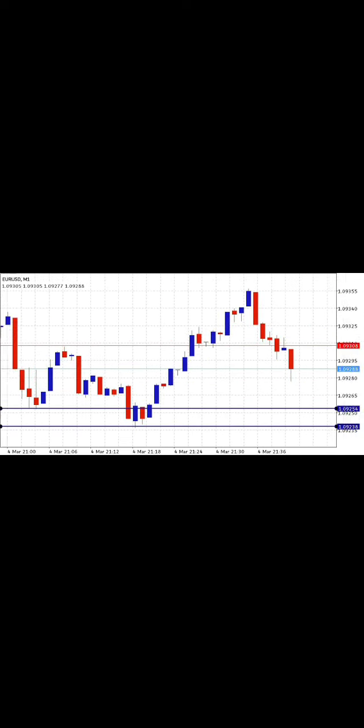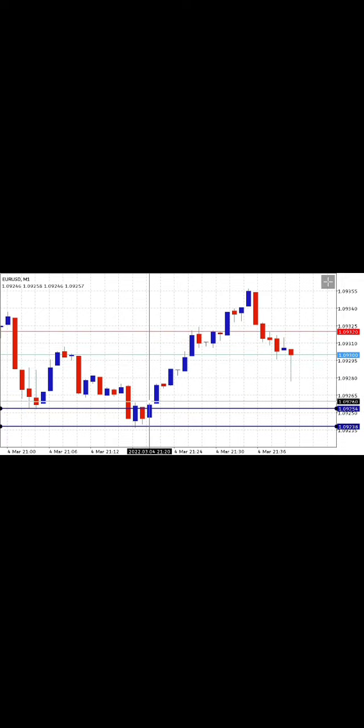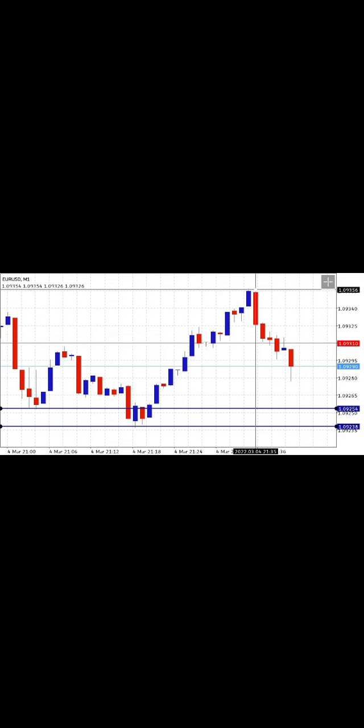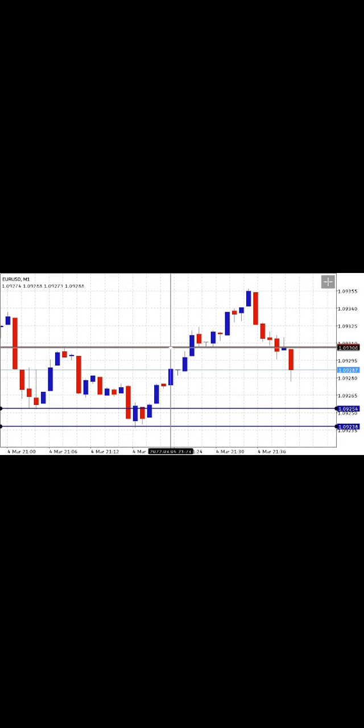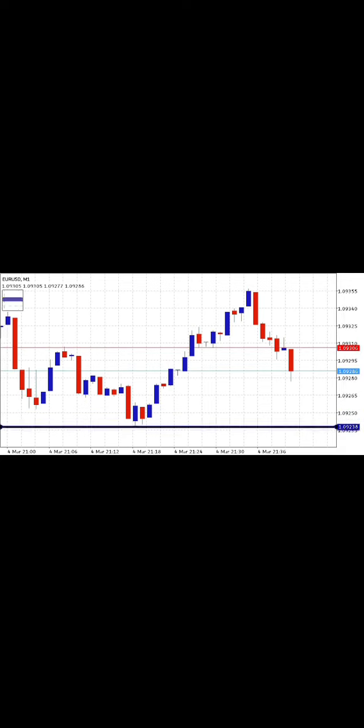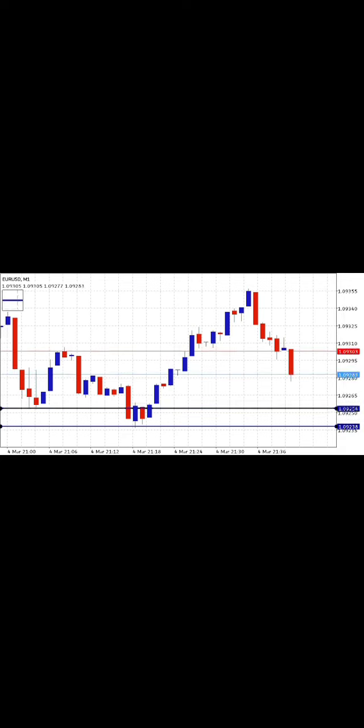So now what am I expecting? This is a live trade. You can see this impulsive move. There's a break of structure. This structure was broken. So what am I, as a trader, expecting? I mark my order block. So this is my order block.